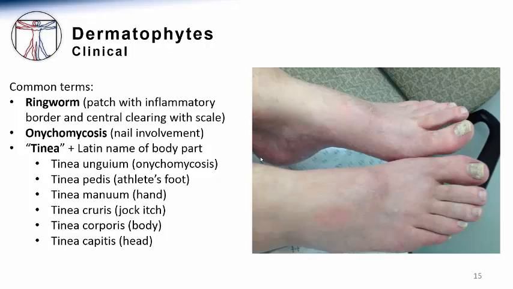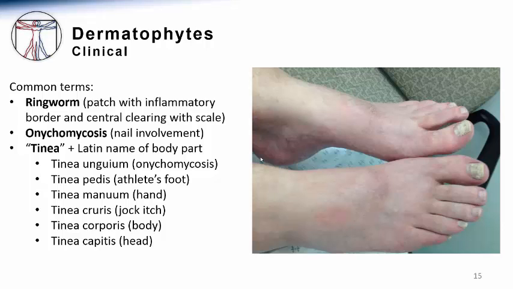Other terms will define the site of infection using the word tinea plus the Latin name of the involved body part. Therefore, tinea unguum refers to dermatophyte infection of the nail, or onychomycosis. Tinea pedis refers to involvement of the feet, or athlete's foot, as demonstrated in the initial patient case. Tinea manuum indicates infection of the skin of the hand.